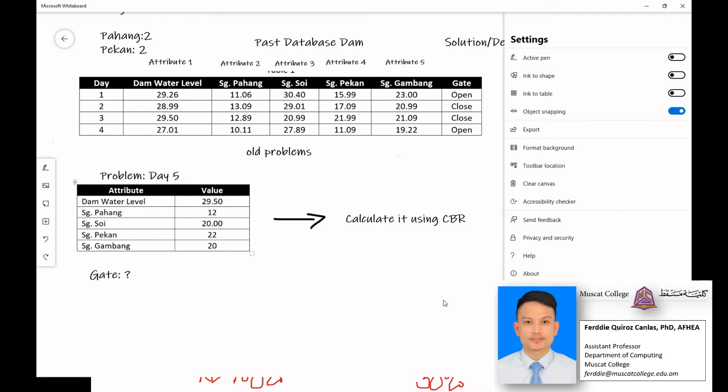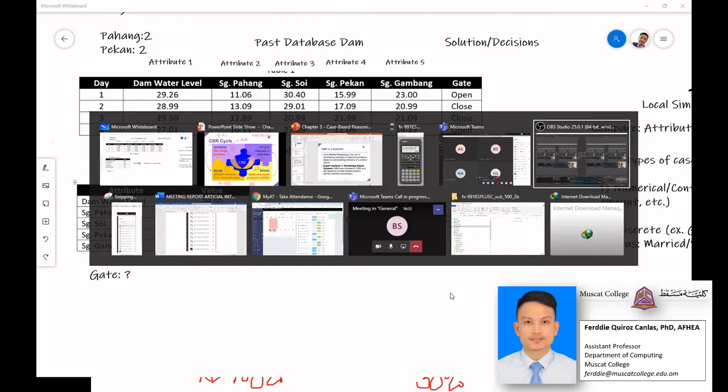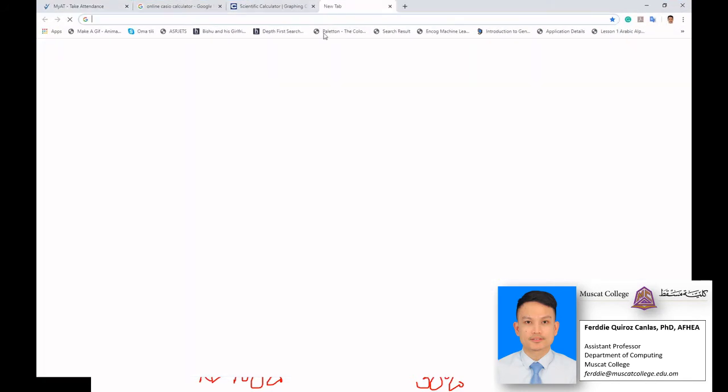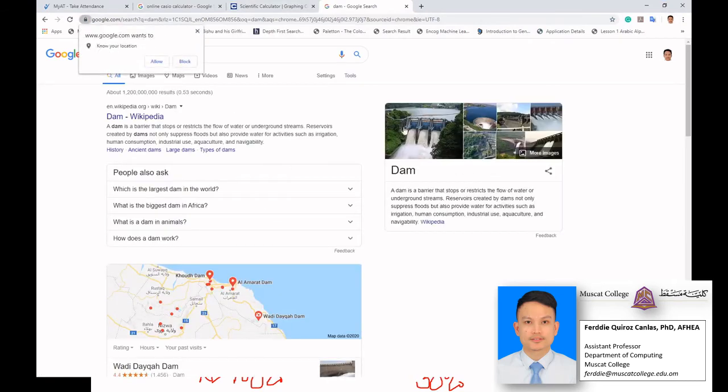Not here, I guess. I'm just going with Google. That's better. So I'm just typing "dam". So this is an example of a dam.